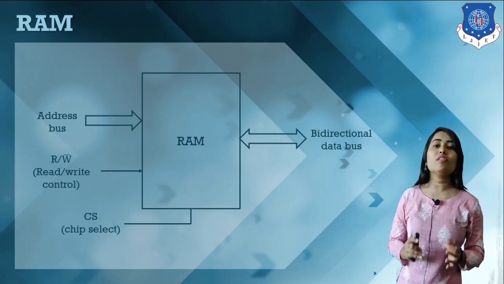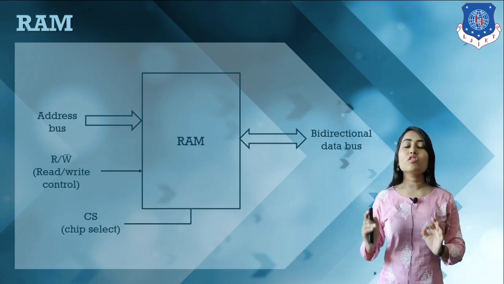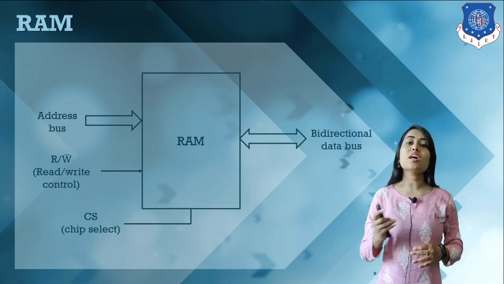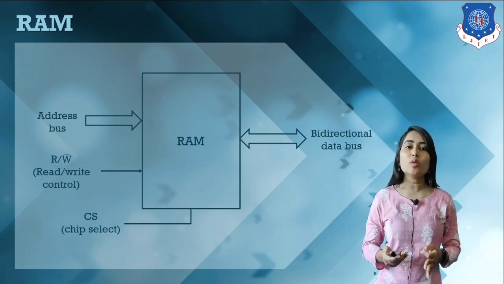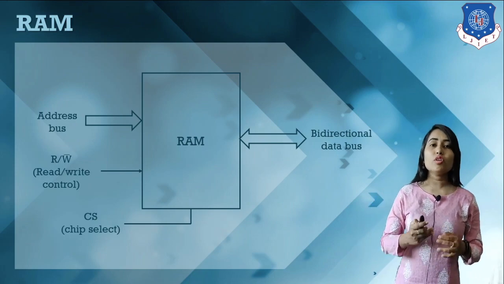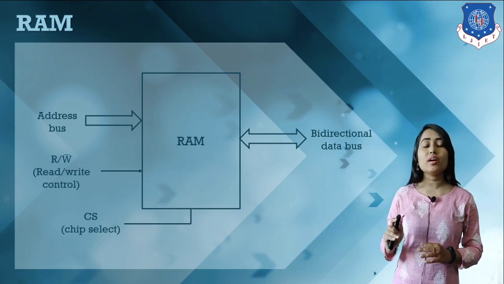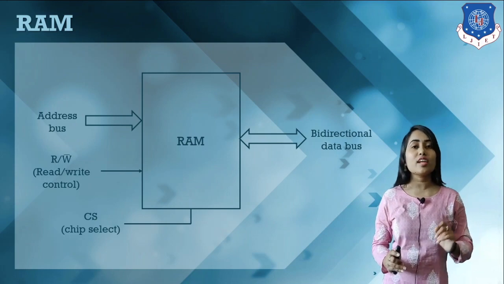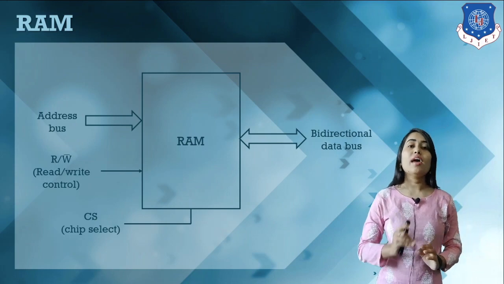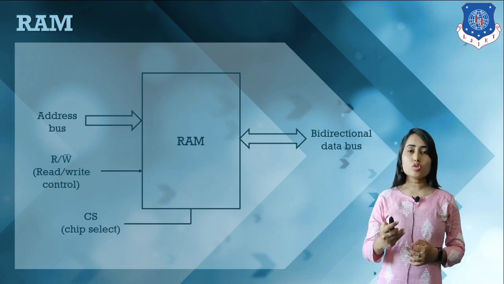Okay, so here we have read and write operations. When read and write bar is equal to 1, we have a read operation, and whenever read and write bar is equal to 0, we have a write operation. Whenever we want to retrieve our data, make read and write bar equal to 1, and whenever we want to store data in a memory, make read and write bar equal to 0.